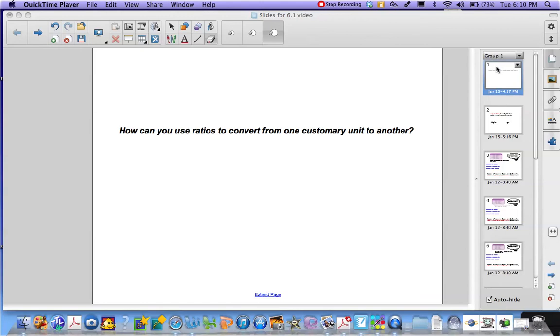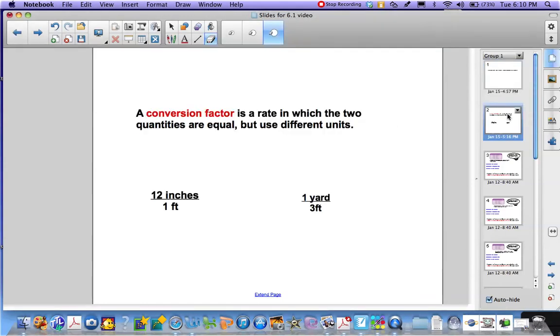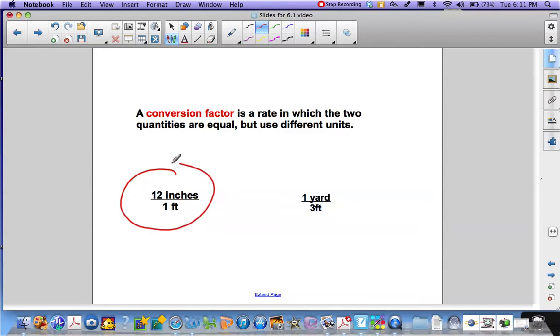Okay, today we're going to use ratios to convert from one customary unit to another. And the key to doing that is to write a conversion factor. A conversion factor is a rate in which the two quantities are equal, but they have different units. Okay, this is a rate, it's a comparison of two numbers. They have different units, inches and feet.